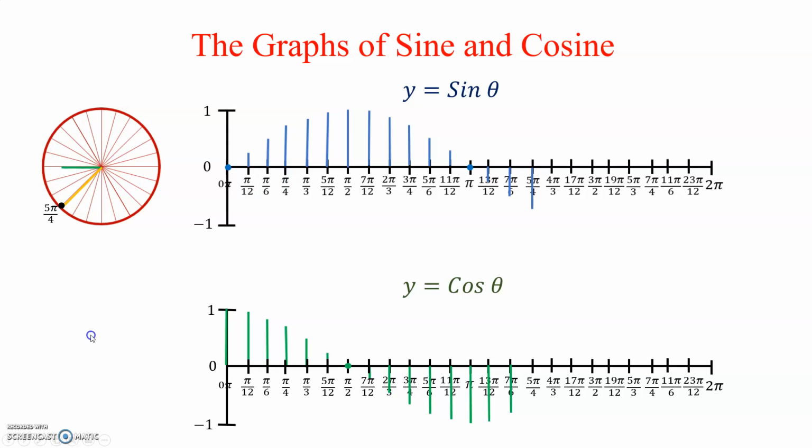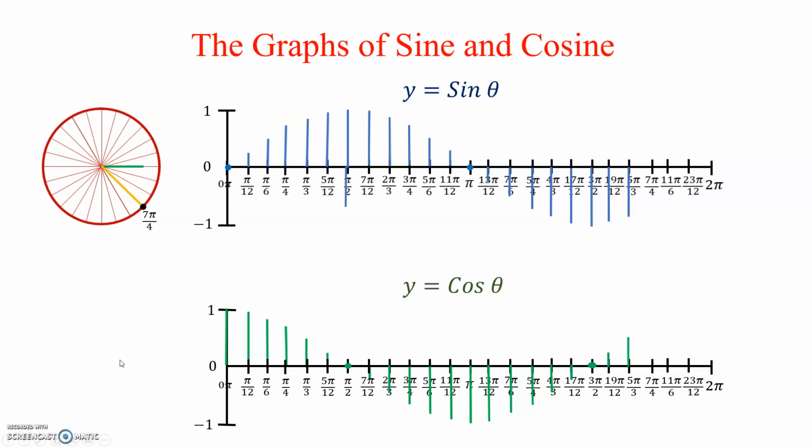5 pi over 4 transitions next to 4 pi over 3. There's my vertical. There's the horizontal. We're beginning to see a more clear pattern now. Vertical, there's my horizontal. Now we're at 3 pi over 2. And of course, the other value is 0. Last quadrant. So now that we're in quadrant 4, the y is still going to be negative, but now the x is positive. Coming across, 5 pi over 3, transition, and we're almost back.